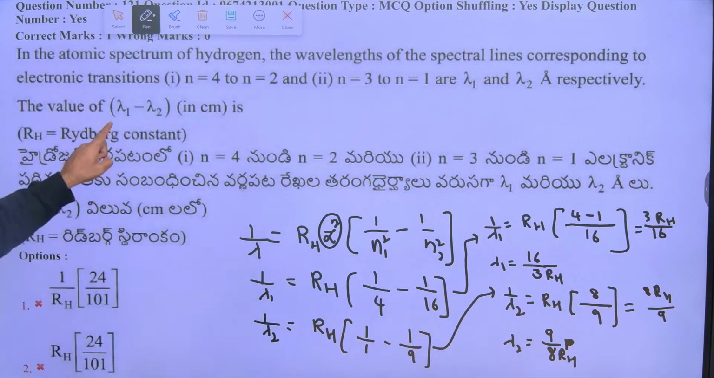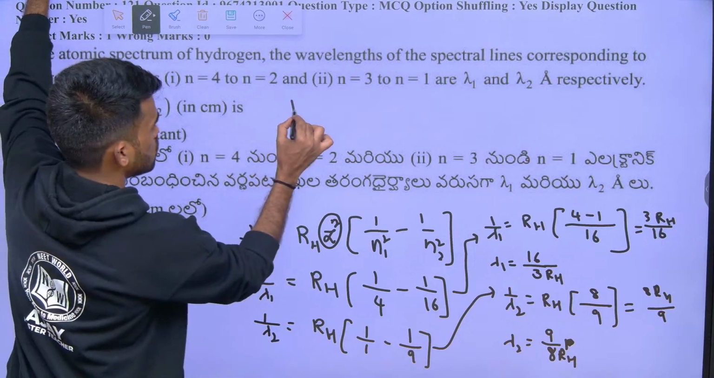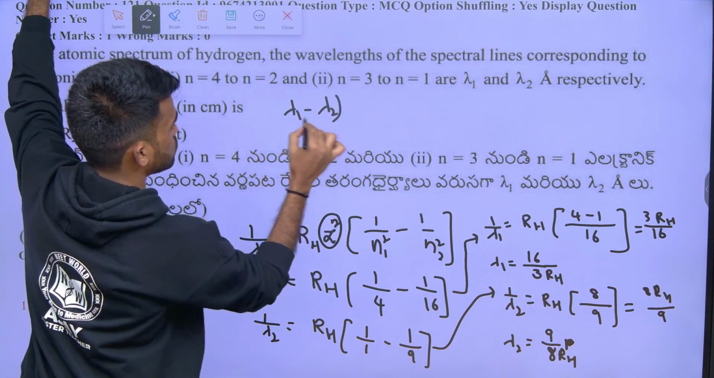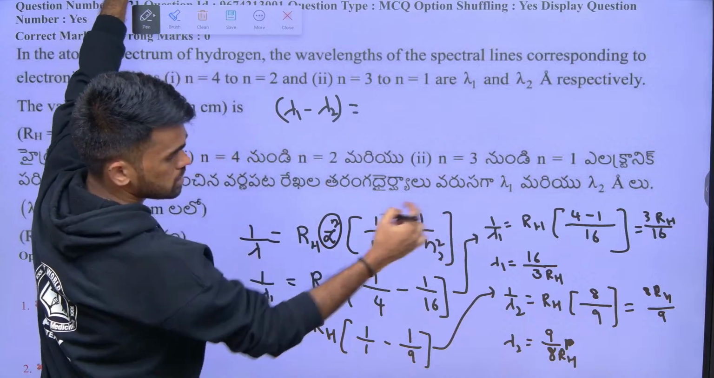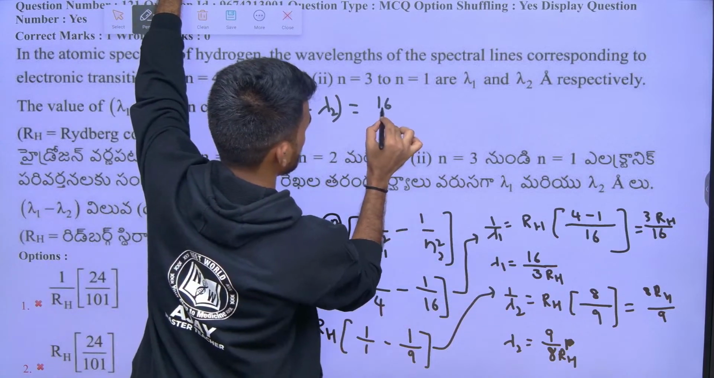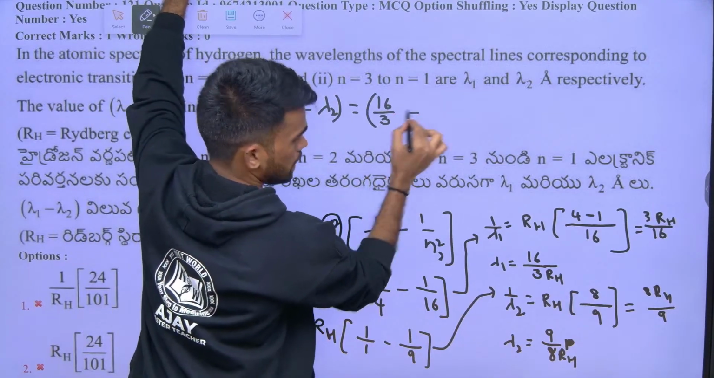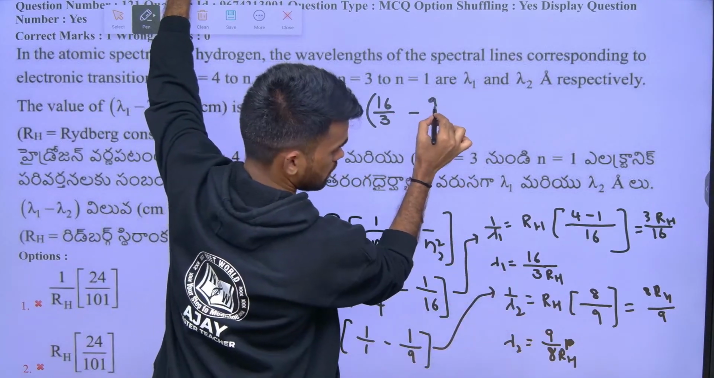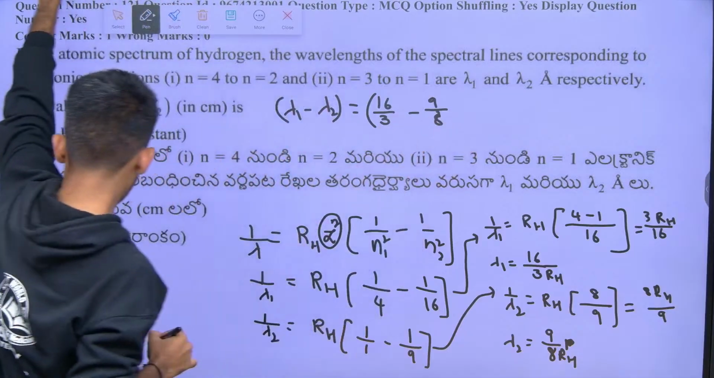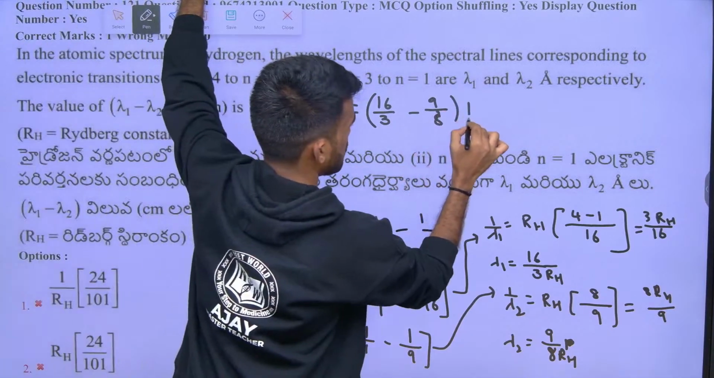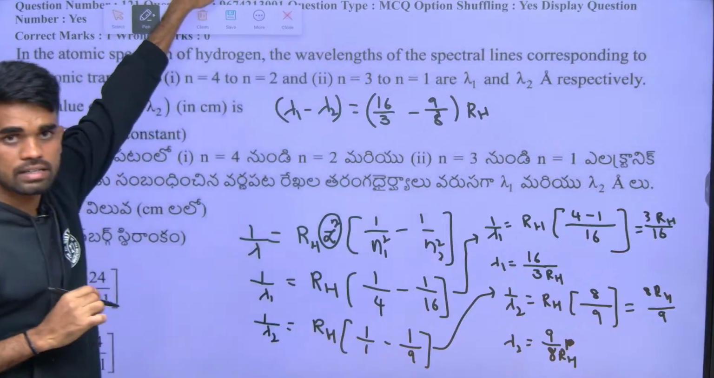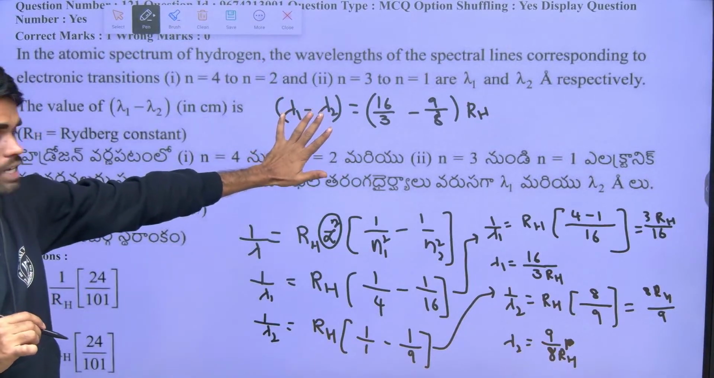Now what they are asking is lambda 1 minus lambda 2. So lambda 1 is how much? Lambda 1 is 16 by 3 RH, minus lambda 2, which is 9 by 8 RH. We can write like this, right? I hope up to here there is no confusion.